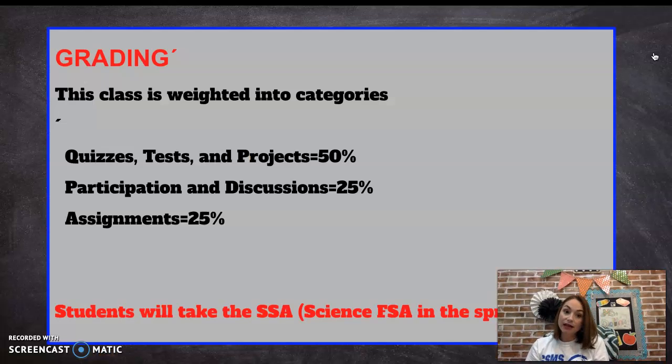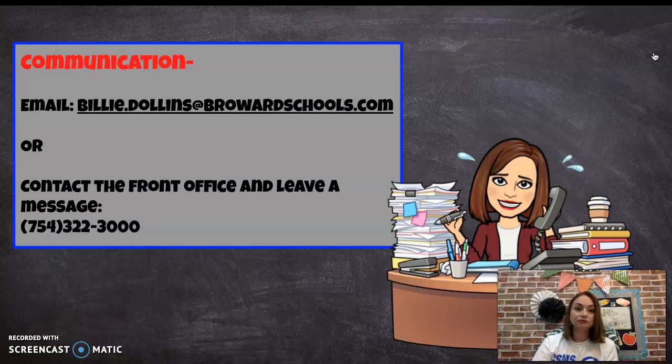Just to let you know, my class is weighted into categories, so tests, quizzes, projects, they're 50% of a student's grade. Participation and discussions are going to be 25%, and then assignments will be 25%.